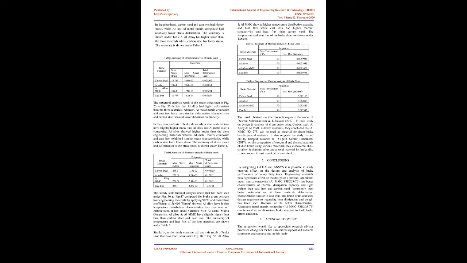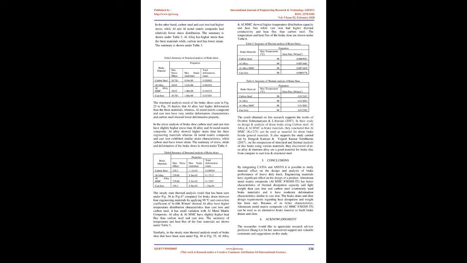The structural analysis result of the brake shoes seen in Fig 23 to Fig 35 depicts that Al alloy had higher deformation than the three materials, whereas Al metal matrix composite and cast iron have very similar deformation characteristics and carbon steel showed lower deformation property.